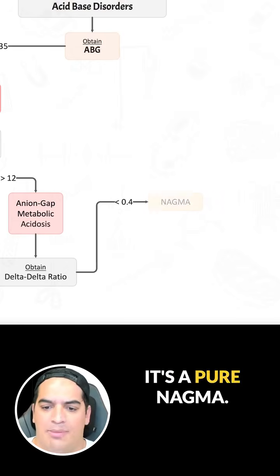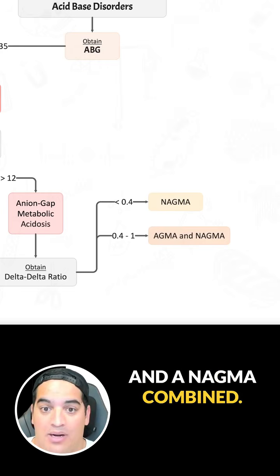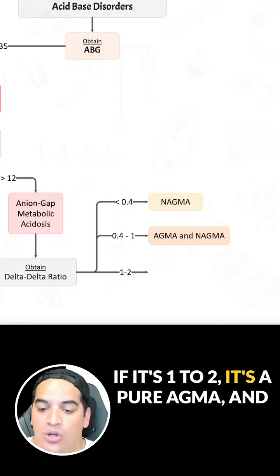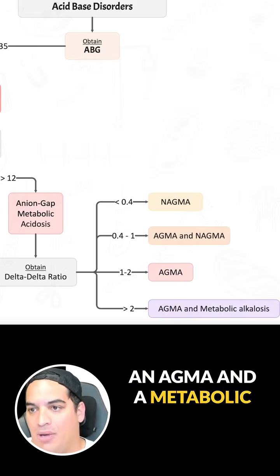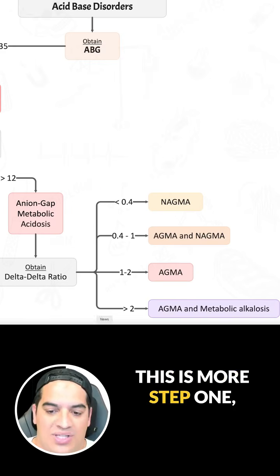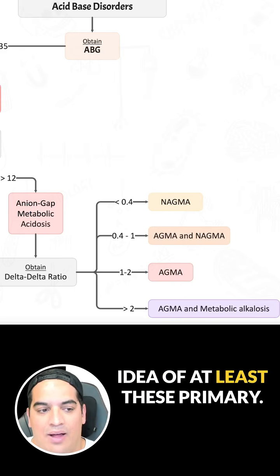Less than 0.4, it's a pure NAGMA. If it's 0.4 to 1, it can be an AGMA and a NAGMA combined. If it's 1 to 2, it's a pure AGMA. And if it's greater than 2, it is an AGMA and a metabolic alkalosis. This is more step 1, particularly pertaining. But now we've gotten a good idea of at least these primary.